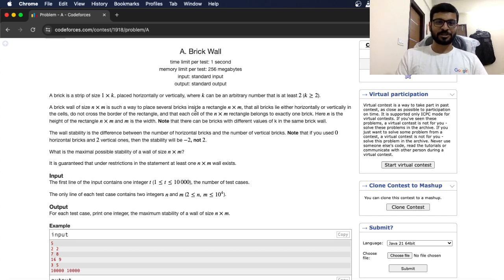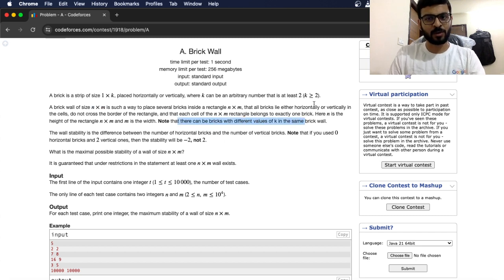So this is the question in front of you. A brick is a strip of size 1 cross k, and you have a brick wall of size n cross m. So this wall you have to create using the bricks of size 1 cross k. This is a single brick, 1 cross k. You have to fill n cross m, and this k can vary. There can be bricks with different values of k in the same brick wall. K has to be greater than or equal to 2.